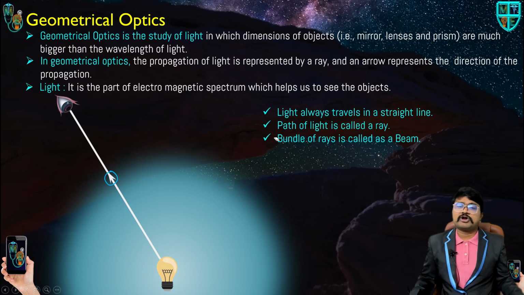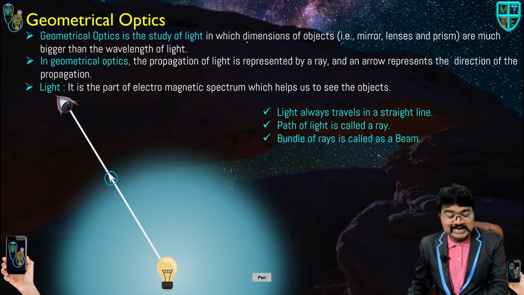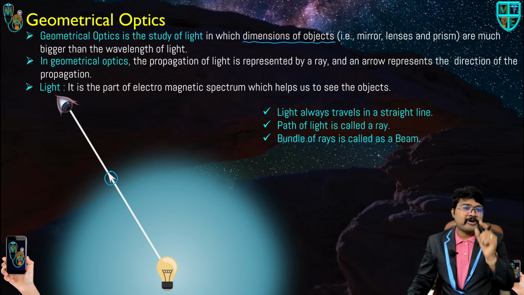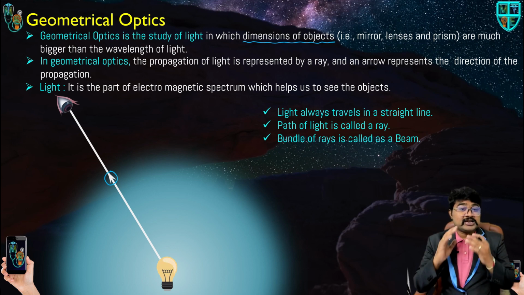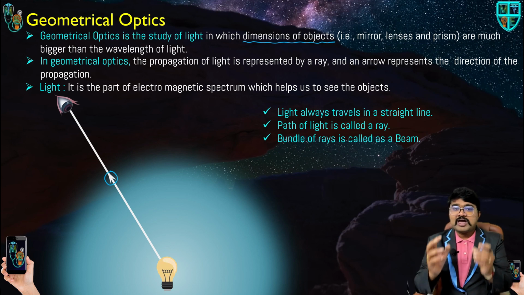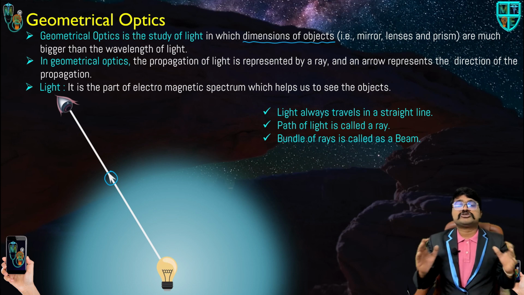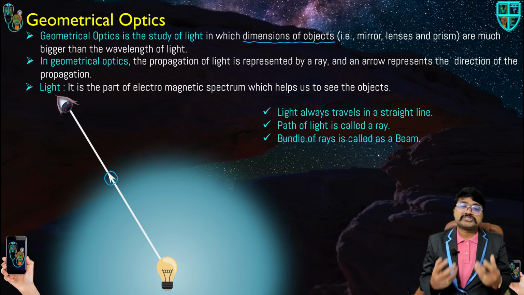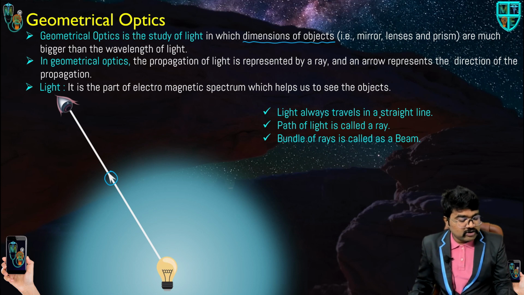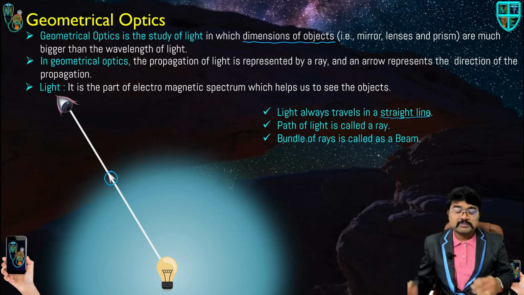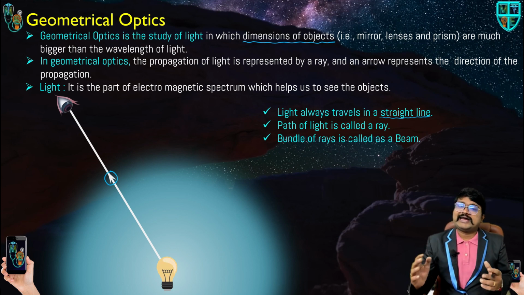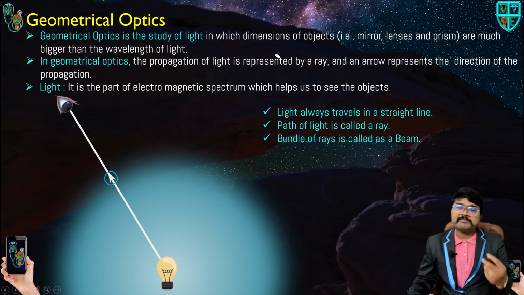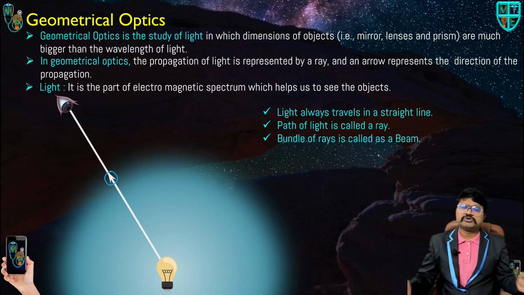Some fundamentals of geometrical optics. One important point here is that the dimensions of objects are much higher than the wavelength of light. After that, the propagation of light is represented by a ray. In this ray, you will have an arrow. The arrow represents the direction of propagation. And light is a part of the electromagnetic spectrum which helps us to see the objects. Understood now? It always travels in a straight line and the path of light is called a ray. A bundle of rays is called a beam. These are some fundamental definitions, the introduction to geometrical optics.